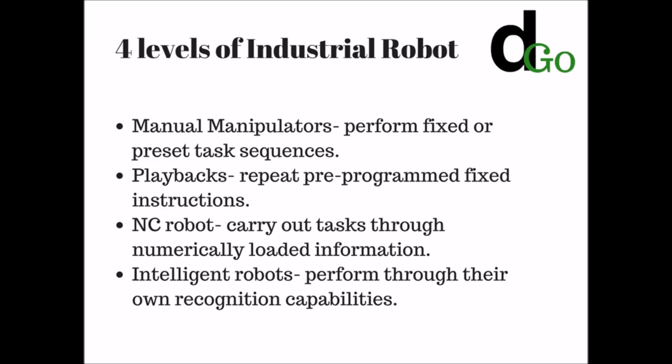There are 4 levels of industrial robot. Manual manipulators perform fixed or preset task sequences, playbacks, repeat pre-programmed fixed instructions. NC robot, numerically controlled robot, carries out tasks through numerically loaded information. Intelligent robots perform through their own cognition capabilities.